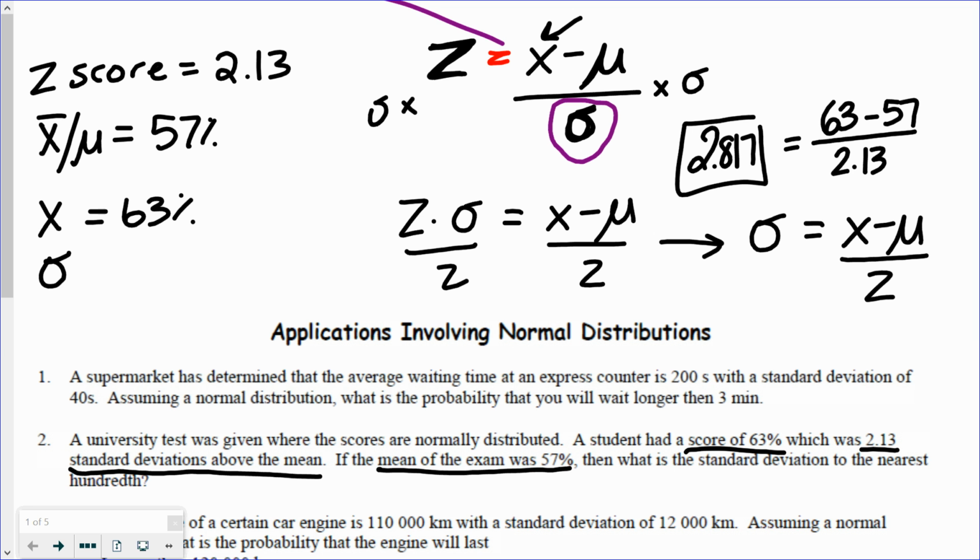So the standard deviation for it was 2.817.